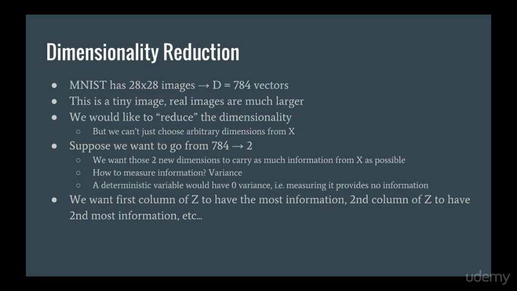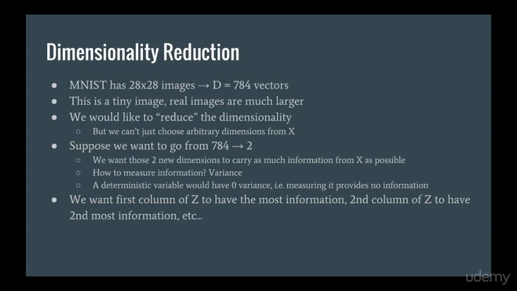We of course can't just take arbitrary dimensions from X. We want to reduce the data size, but at the same time capture as much information as possible. So if we want to go from 784 to 2 dimensions so that we can visualize it, we want those 2 dimensions to have as much information from X as possible. How do we measure this information?